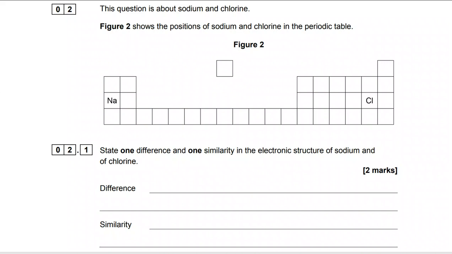This is AQA GCSE Chemistry. It's a trilogy higher paper 1H from 2018, and this is question 2. And the whole question is available at the start of this so that you can then review it once you've had a go for yourself.